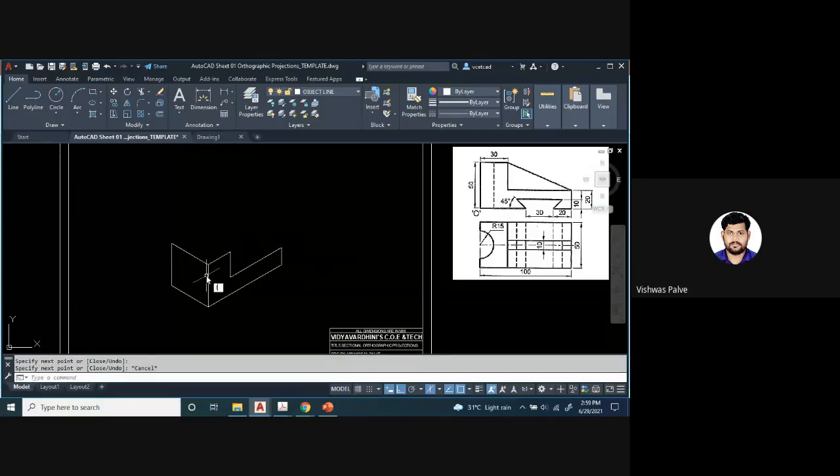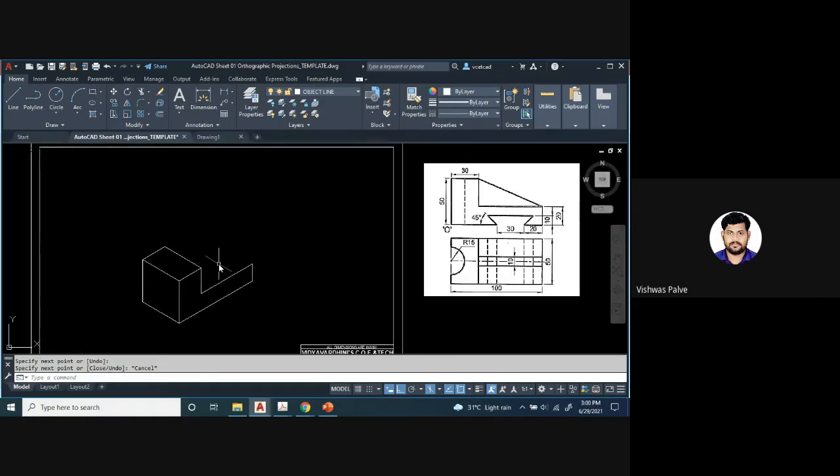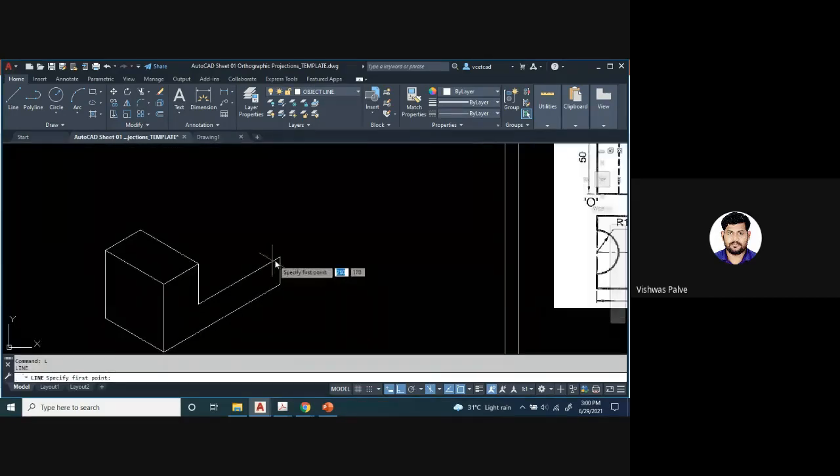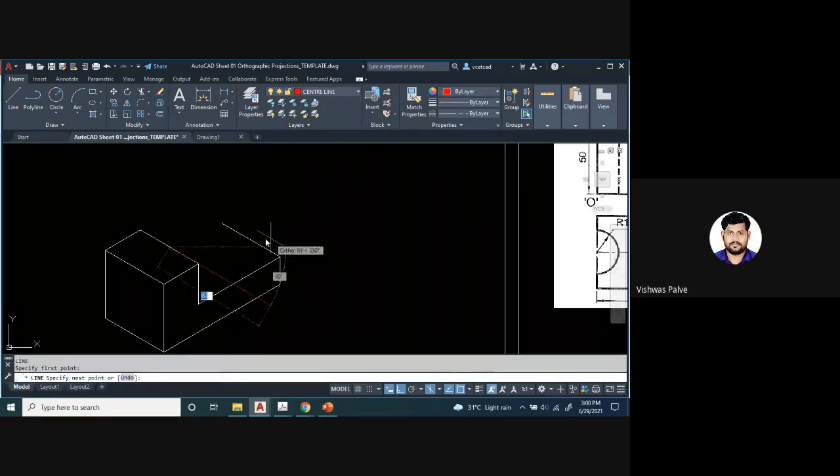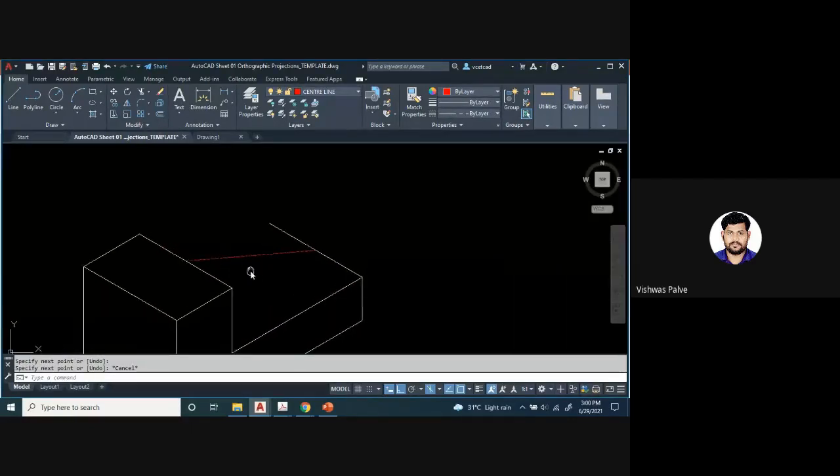Okay, L enter. From this point F5, fix the plane, 50 millimeter. Okay, connect these 2 points. Done. Then L enter. From this point 50 millimeter. Okay, see how simple this is. In AutoCAD, I can easily connect the points. L enter. From this point to this. Okay, so this is the center line now.